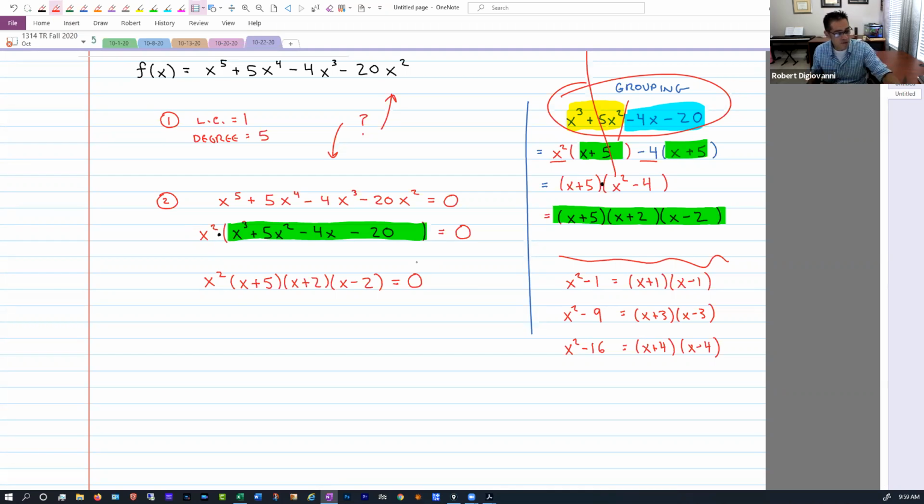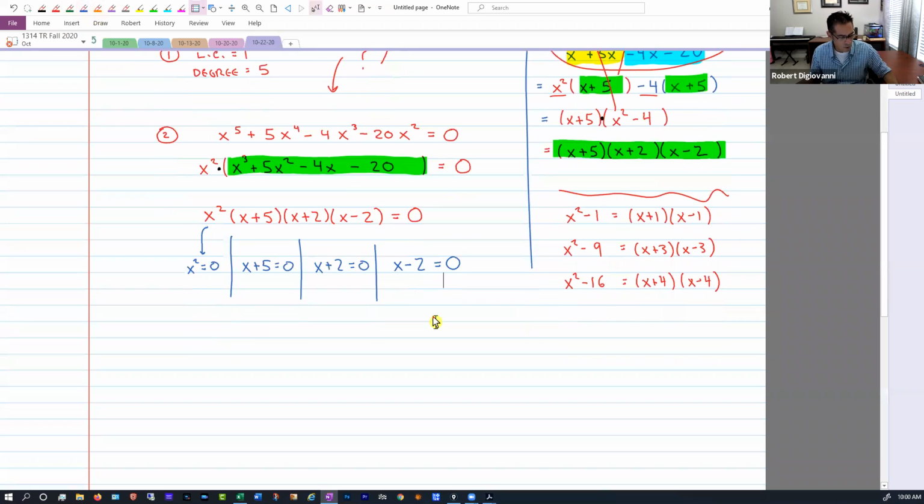All right, now we set each of these equal to 0. Set x squared to 0. Set x plus 5 to 0. Set x plus 2 to 0. Set x minus 2 to 0. And when we do that, we get a couple answers. First one is 0. Next one is -5, just subtracting 5 on both sides. Next one is -2, just subtracting 2 on both sides. The next one is +2, just adding 2 to both sides.